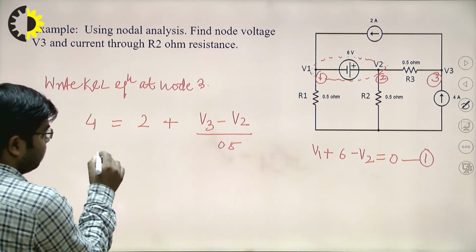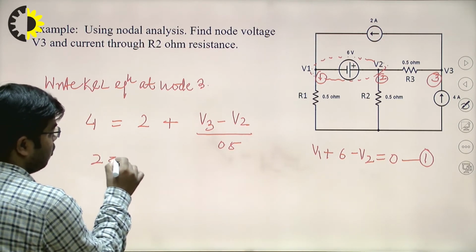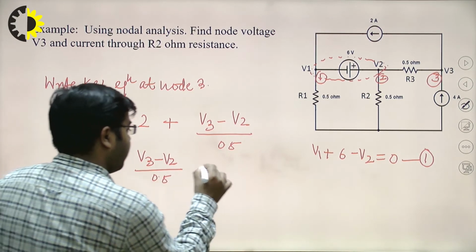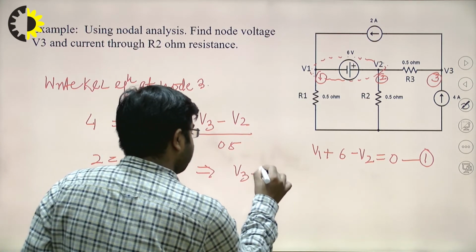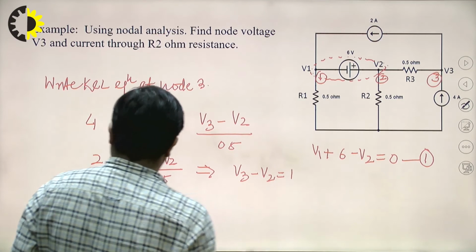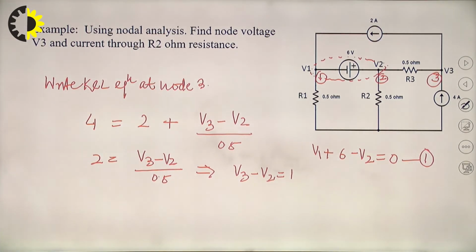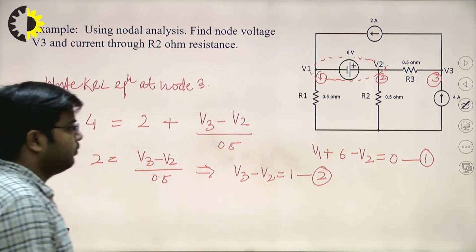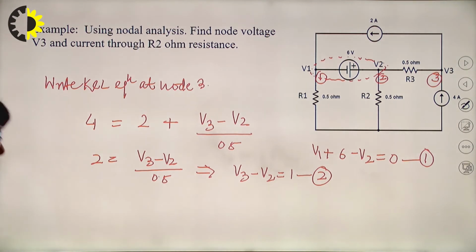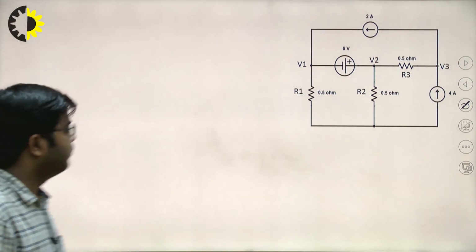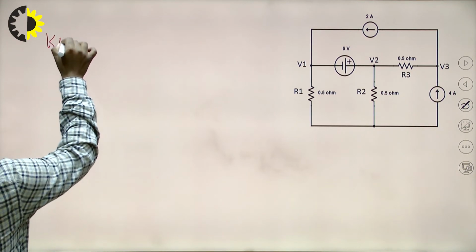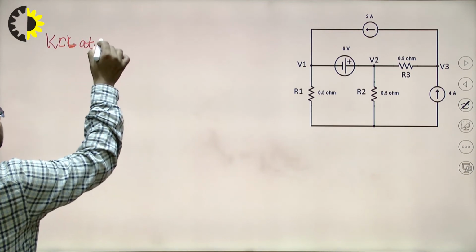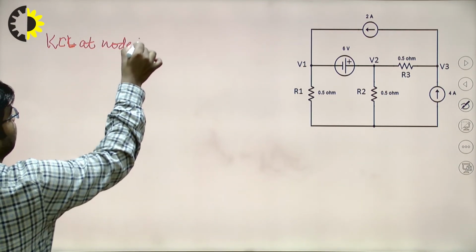So you just solve this equation. 2 equals V3 minus V2 divided by 0.5. From here you will get V3 minus V2 equals 1, after multiplying this 2 with 0.5. Suppose this is equation number 2. Now write the KCL at node 1.